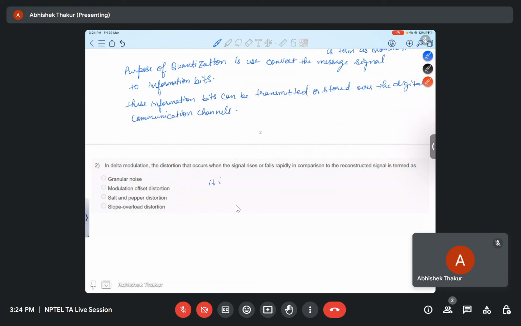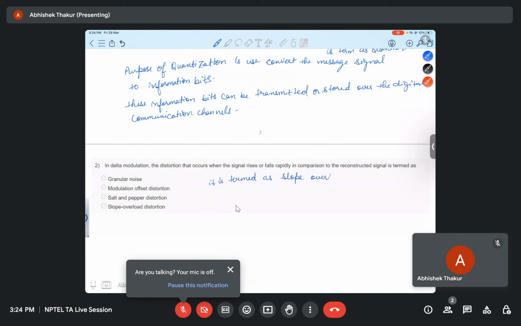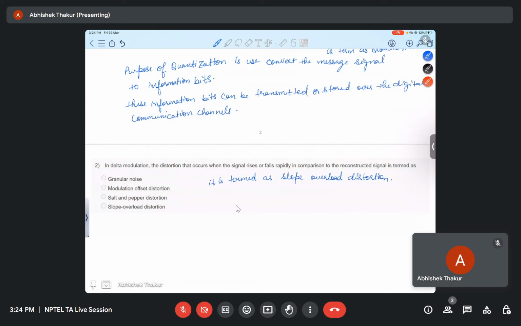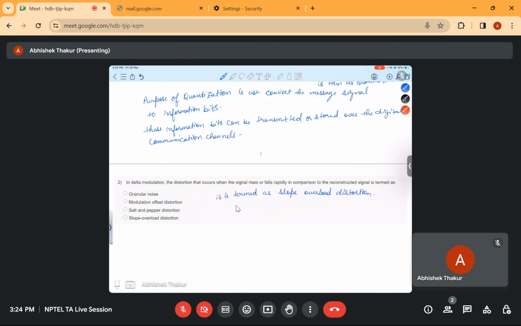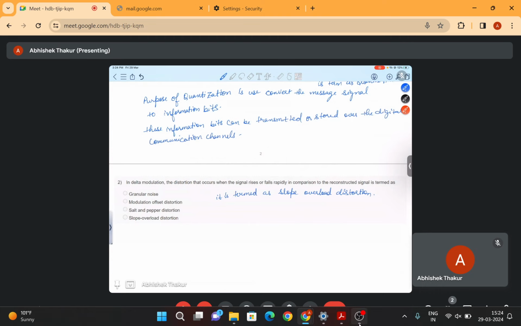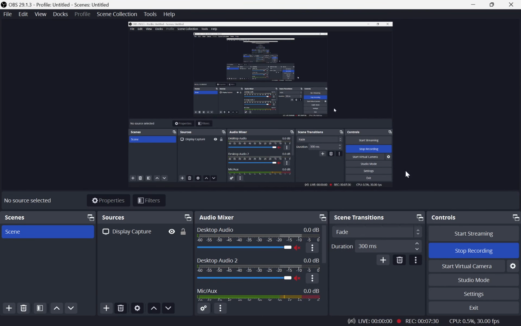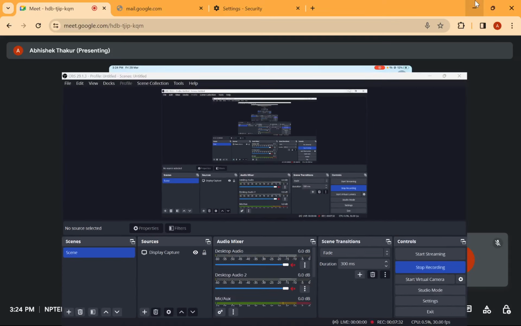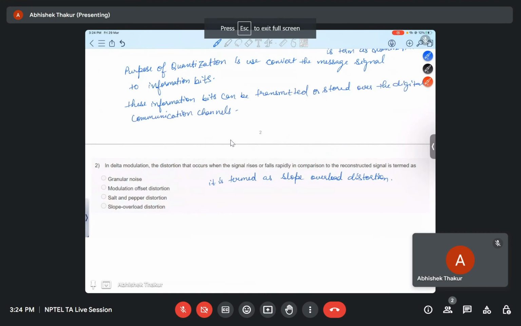It is termed as slope overload distortion. So the second question is done. We move on to the next question.